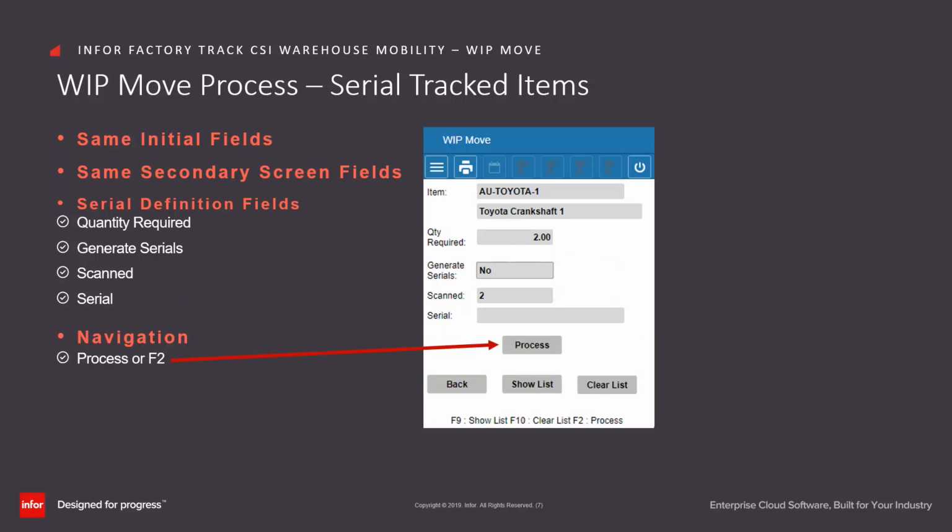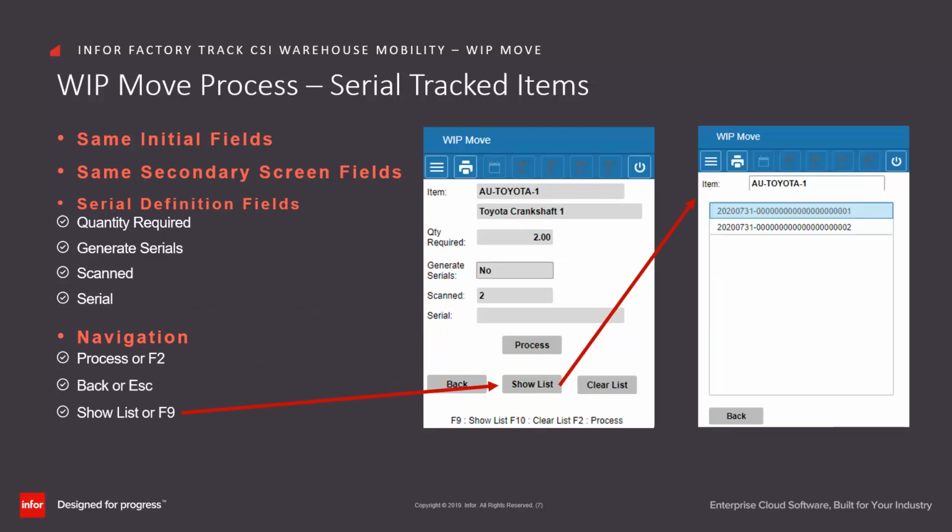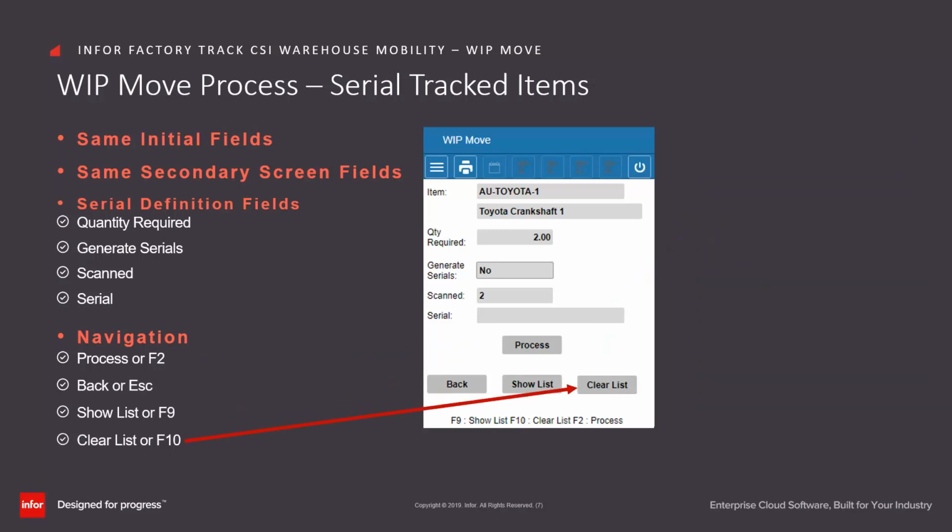Click on the Process button to complete the move transaction. Click on the Back button to go back to the previous screen. Click on the Show List button to display the captured serials, or the Clear List button to clear all the captured serials.